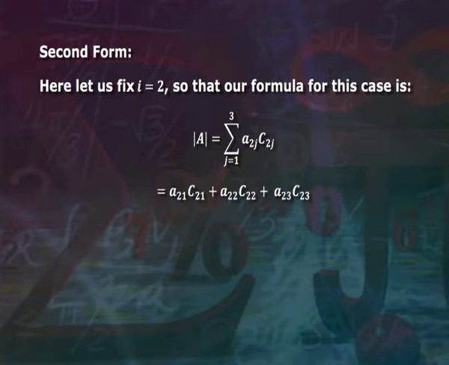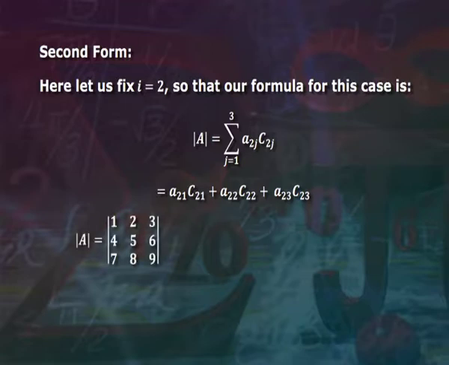Second form. Here let us fix i equal to 2, so that our formula for this case is determinant A equal to summation j equal to 1 to 3 of a_2j C_2j, that is equal to a_21 into C_21 plus a_22 into C_22 plus a_23 into C_23.